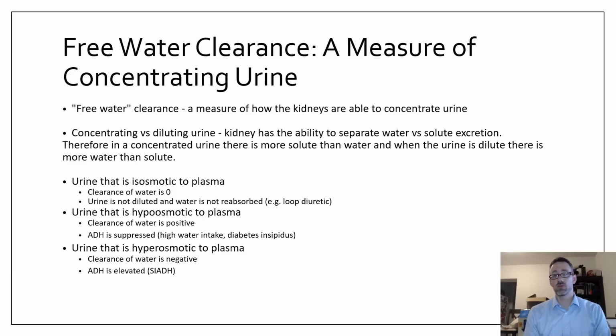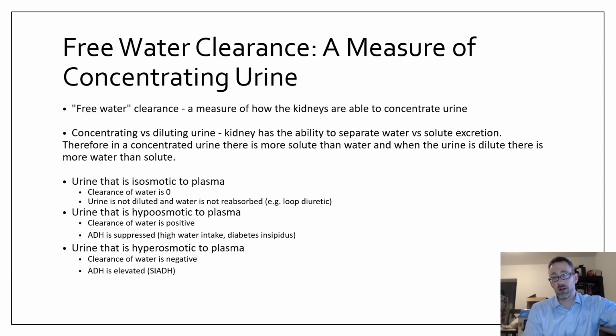And then the opposite is true, right? If we're in a state where we have too much volume, then with the kidneys, the ADH level is going to drop, and we're going to actually get rid of more water than we are solute, and so we're going to have a very dilute urine.